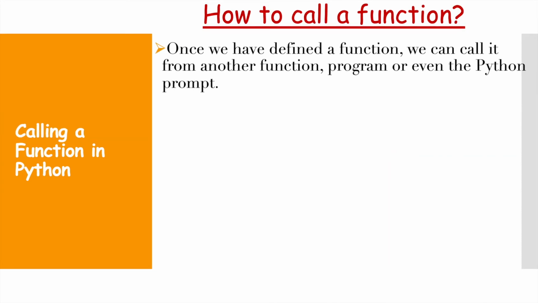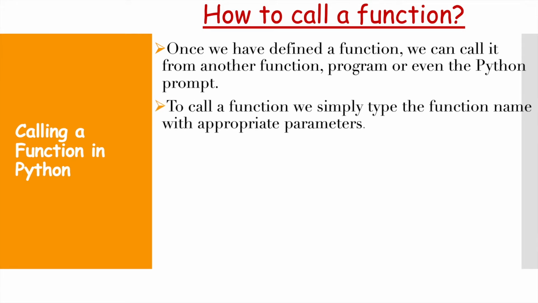Now let's see how to call a function. Once we have defined a function, we can call it from another function or a program or even the Python prompt. To call a function, we simply type the function name with appropriate parameters.